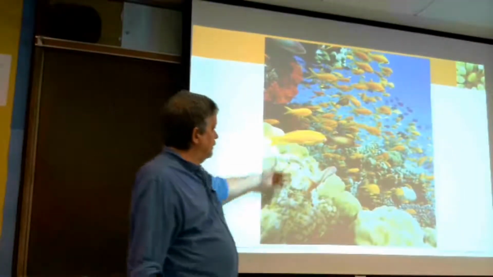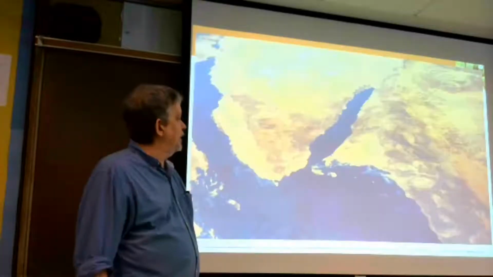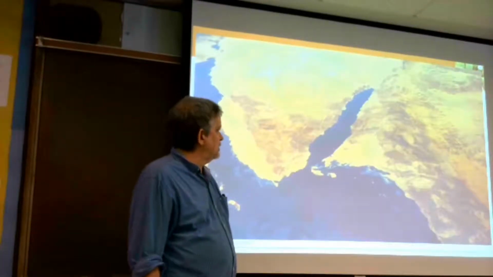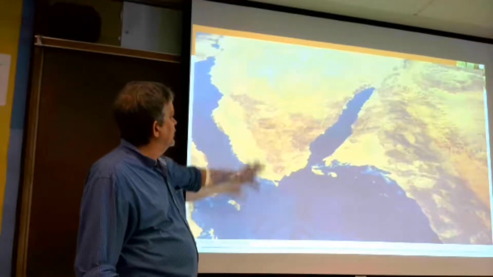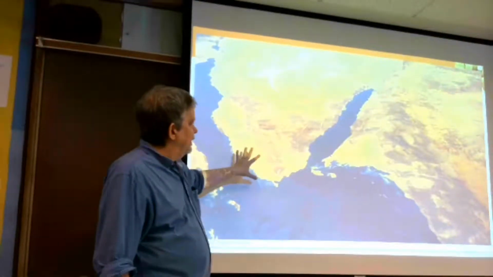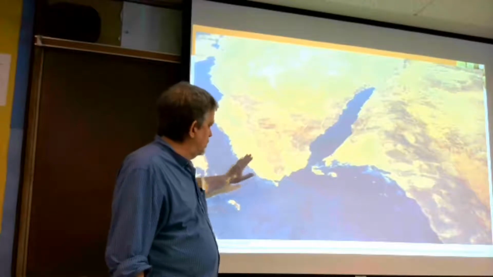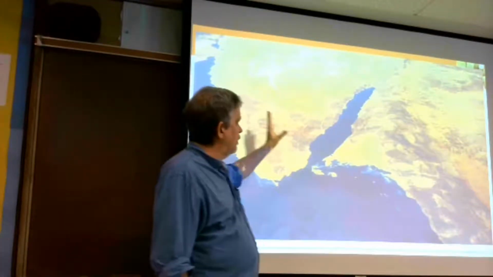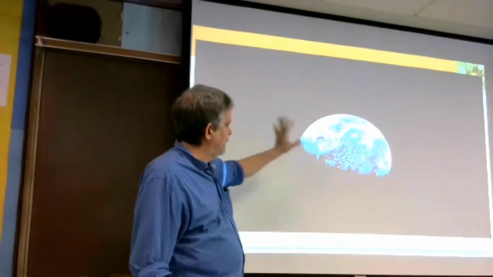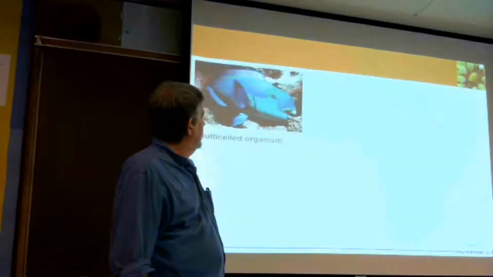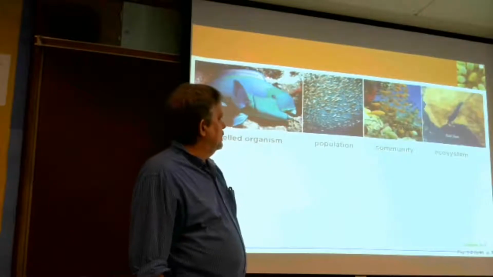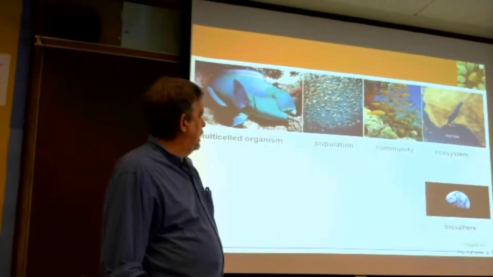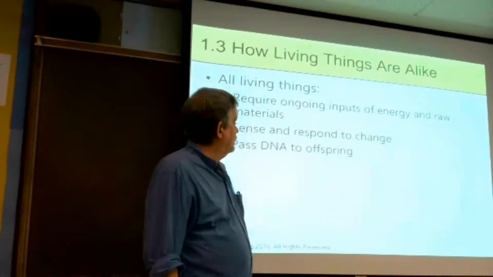Here is the community of all the different populations in an area. Here is our ecosystem. This is, well, that's Saudi Arabia, isn't it? So this is the ecosystem, which includes the water, the topography, the sunlight, everything else, and here is our biosphere. So multicelled organisms, population, community, ecosystem, and the biosphere.